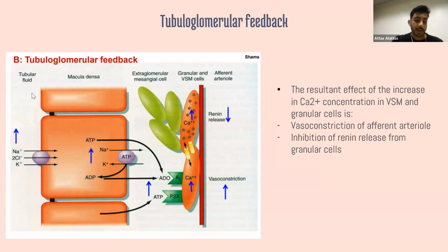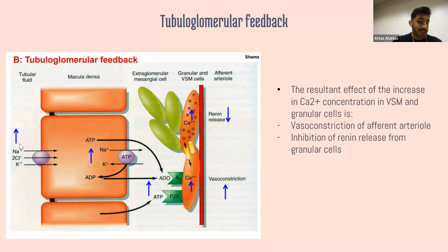So again, GFR is increased. For example, let's say because of an increased blood pressure. Now, because there is an increased blood pressure, there will be an increased GFR. So more fluids, more substances are filtered. And from these substances, we said that most of these substances are sodium and chloride. Now, these substances are in the tubules, and in the distal convoluted tubules, you have the macula densa cells.